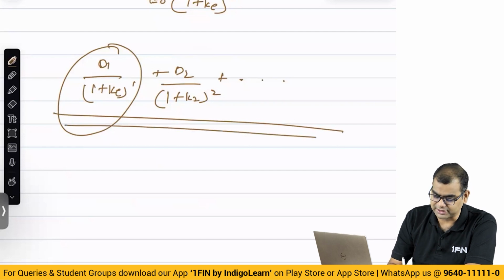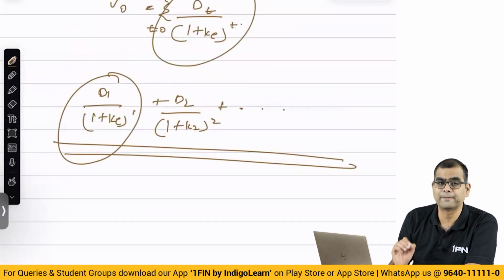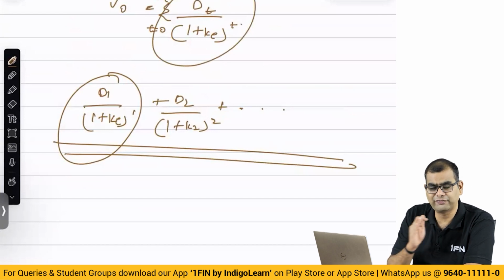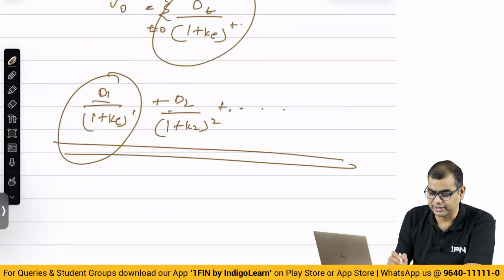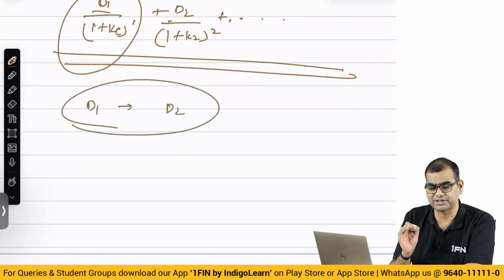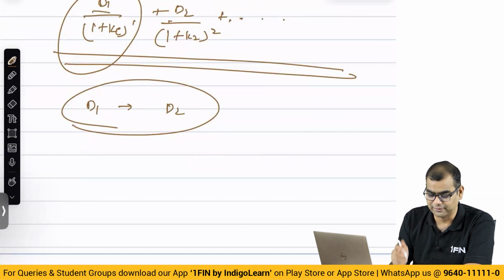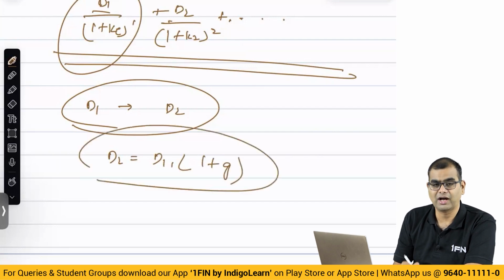So you are discounting basically all the dividends, and the formula is this: all future dividends are discounted. Now if dividend 1 and dividend 2 are related, then the formula changes. Related means dividend 2 is dividend 1 times something. So let's say dividend 2 is equal to dividend 1 times (1 plus g), some growth rate. Then the formula can change. How will the formula change?